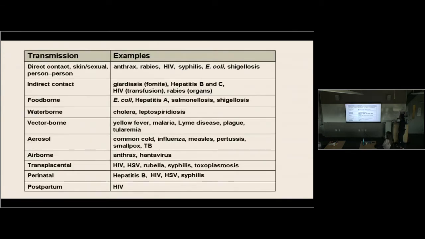Other lists, essentially, but basically saying foodborne, waterborne, vectorborne, aerosolized, airborne, placental, perinatal, postpartum, all sorts of different things. Different ways that infections can be spread. But they're very specific, right? So knowing how hepatitis B is spread is important for hepatitis B.